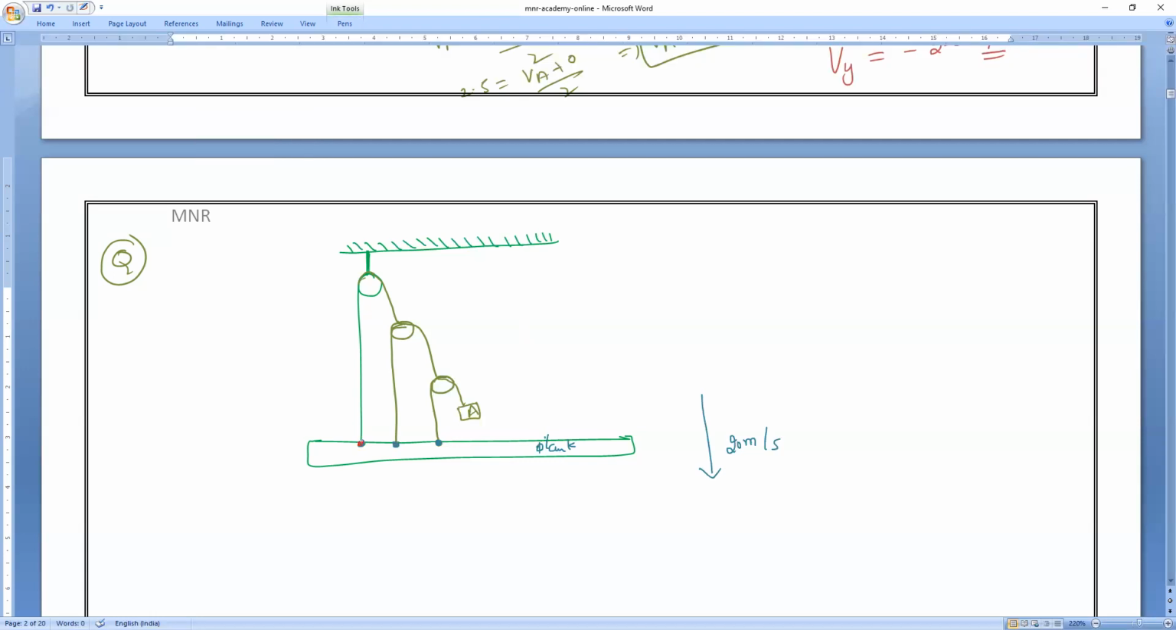Basically, if it is attached to the rigid surface, the velocity is what? 0. Now here the velocity of this pulley is 0. Can you tell me why the velocity of the pulley is 0? This is the fixed pulley, sir. But these are what? Movable pulleys. And this is also a movable pulley. Clear? So this is a fixed pulley, so the velocity is 0.